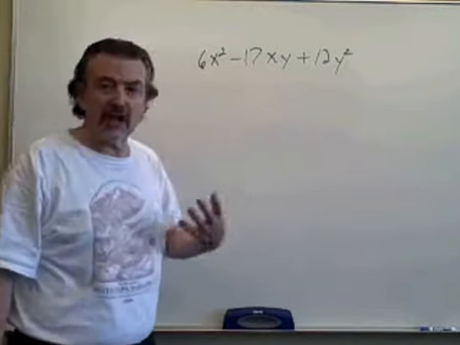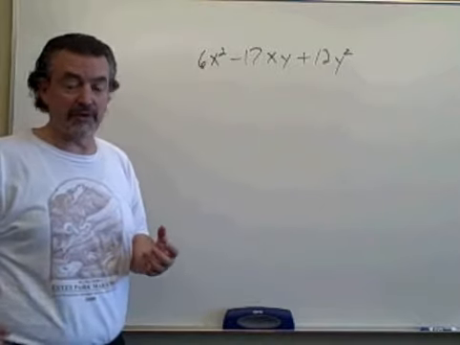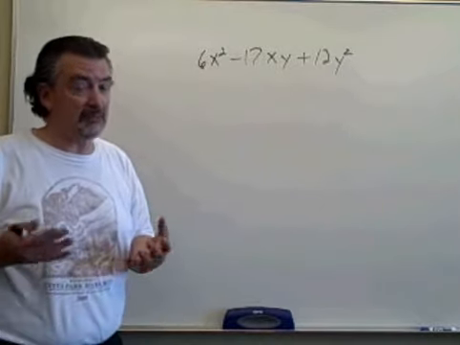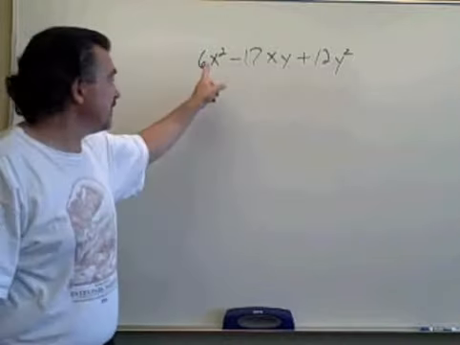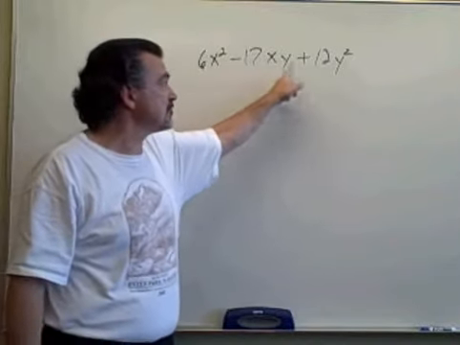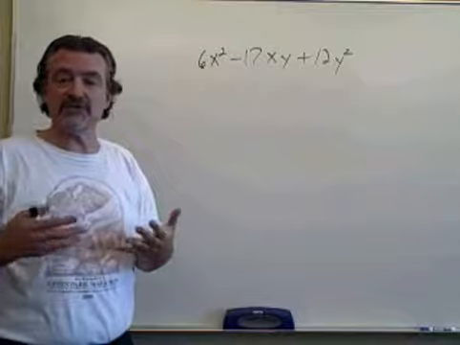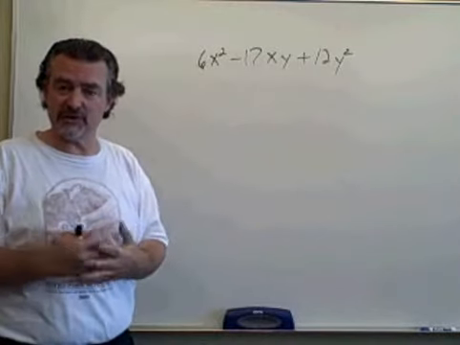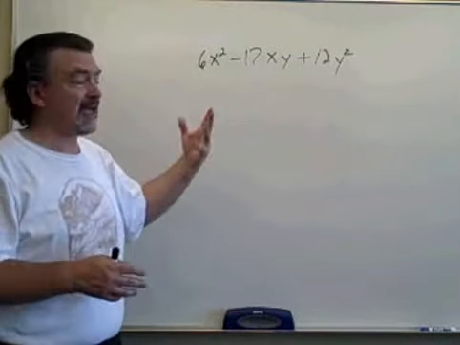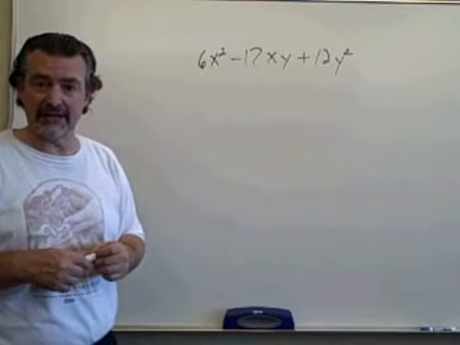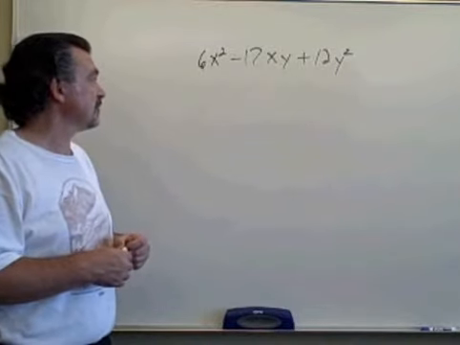There is not a common variable to every term. There is a variable in every term, but not one that's common. These two terms have x, these two terms have y, but there is not a variable that's the same that shows up in every term. So I have no common factor I can divide out of these three terms.